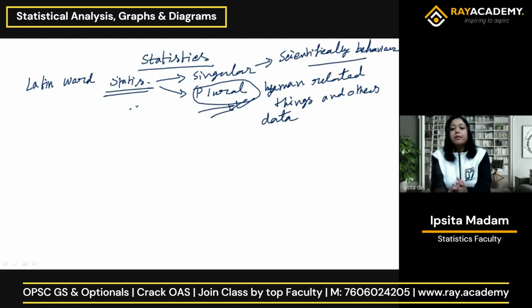Whether singular or plural, statistics normally covers all types of data-oriented matter, that is age, weight, height, price, whatever. Mainly statistics covers all types of data. Obviously, in your syllabus, statistics covers only the data-oriented facts, and this data is represented in tabular form and also in graphical presentation.